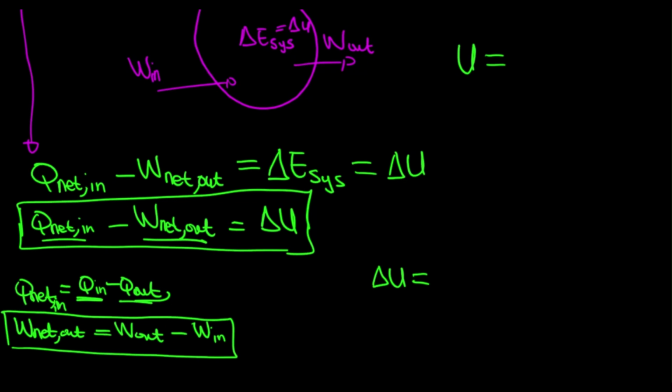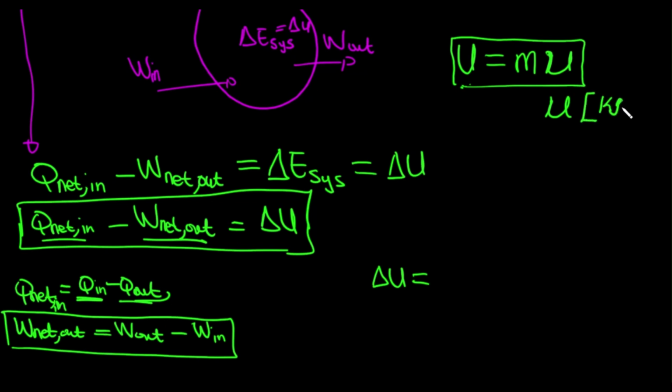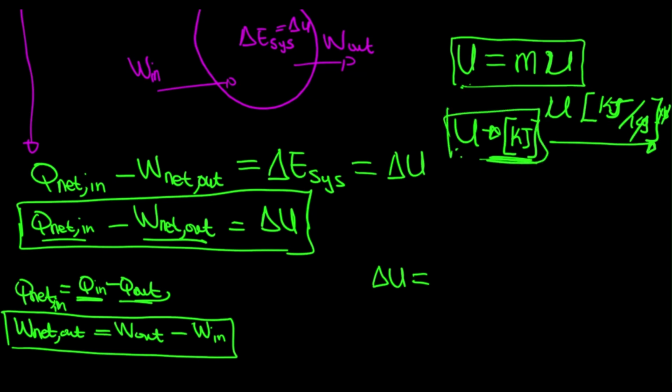So how do you calculate or evaluate energy? This can be evaluated using the general form: mass times specific internal energy. That will give us internal energy, where specific internal energy is in kilojoules per kilogram. If you multiply that by kilograms, that gives you kilojoules. The kilograms cancel and you're left with kilojoules, which is the internal energy. So if you have changes in internal energy, you'll have mass.